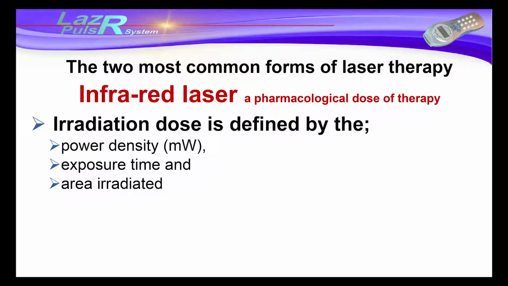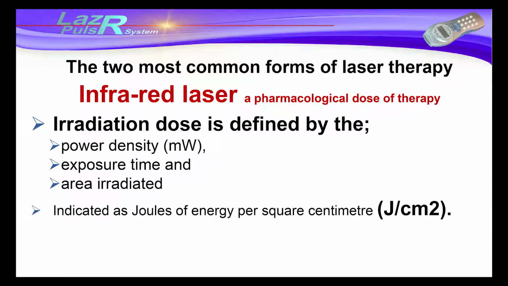These three factors are used every day in normal life. For example, if you're going to bake a turkey, you set the temperature, which is the same as the power density, and the timer, which is the exposure time, which is based on the size of your turkey, which is the area being irradiated. This gives you the proper dose and delivery of heat to achieve the desired result.